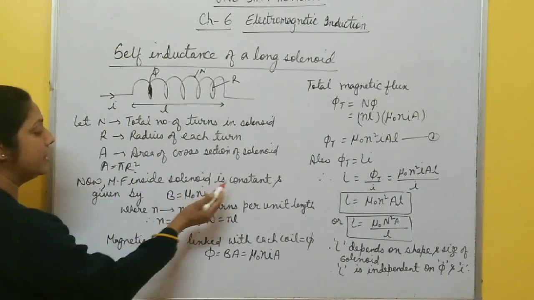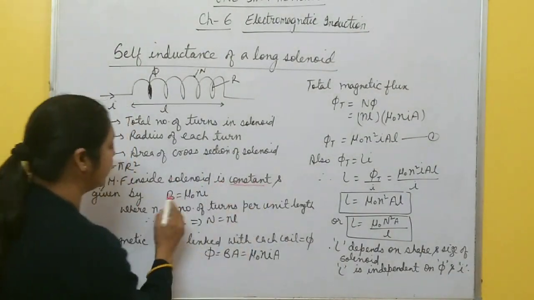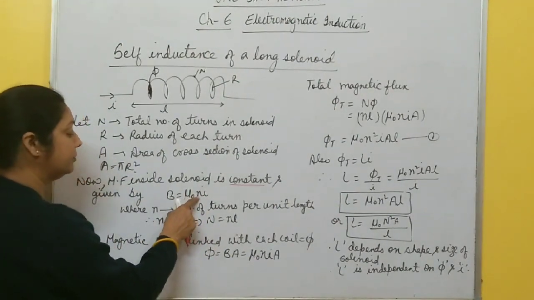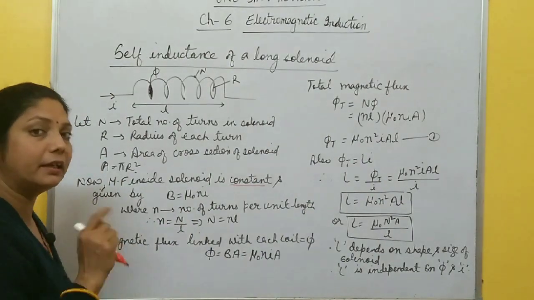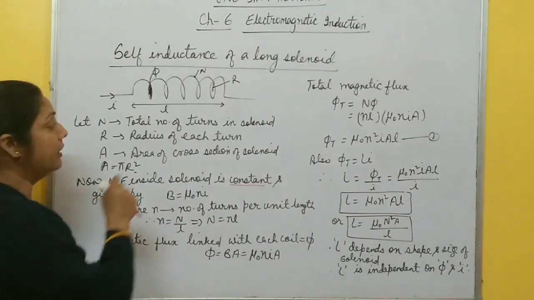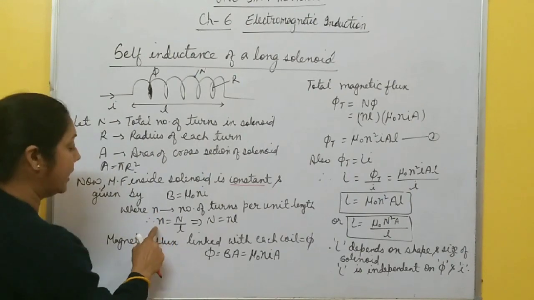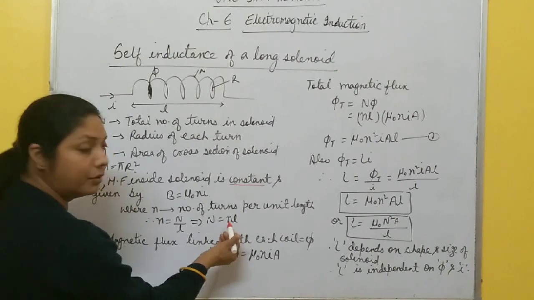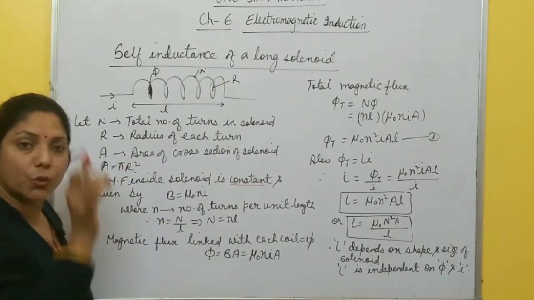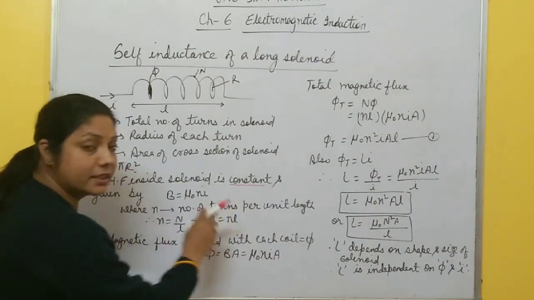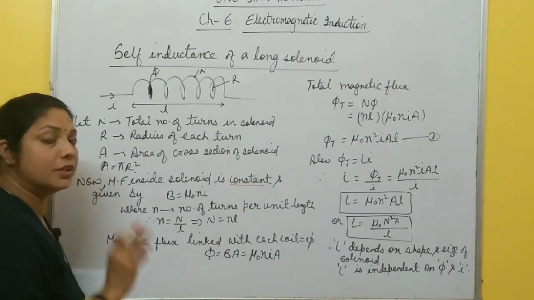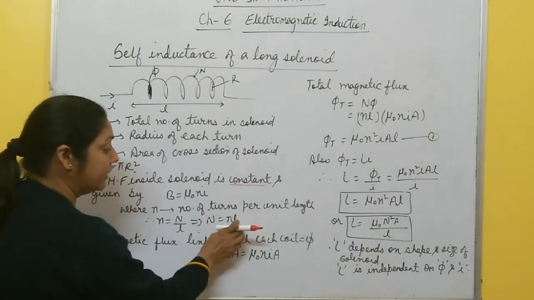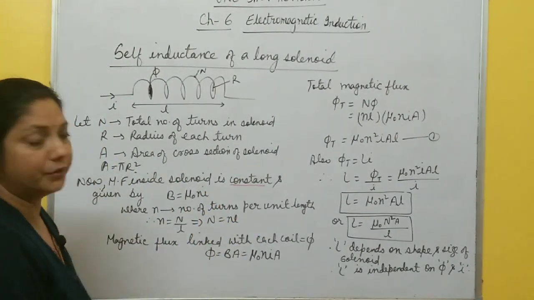So you know the magnetic field inside a solenoid is constant and is given by B equal to mu naught n i, where n is the number of turns per unit length. Total number of turns is N and length is L, so this n becomes N by L. From here you write N equal to small n into L. Capital N is the total number of turns and small n is the number of turns per unit length. In unit length there are n turns, so the total number of turns is n into L.